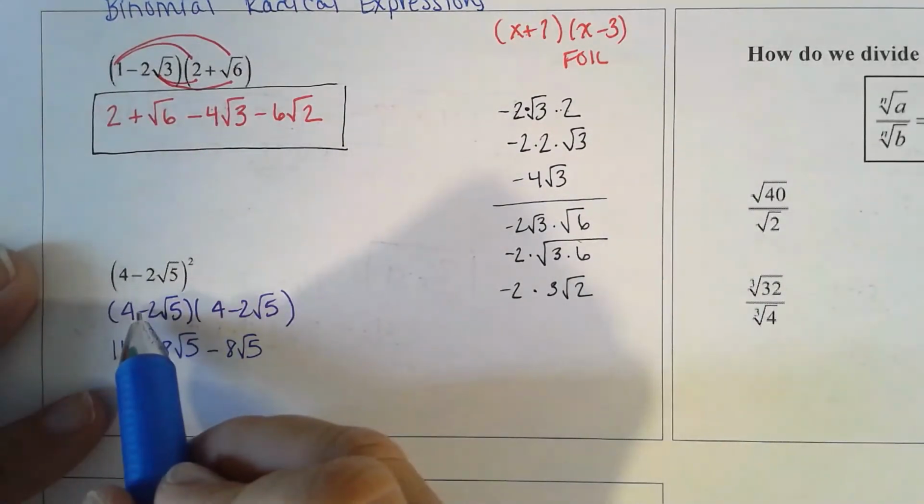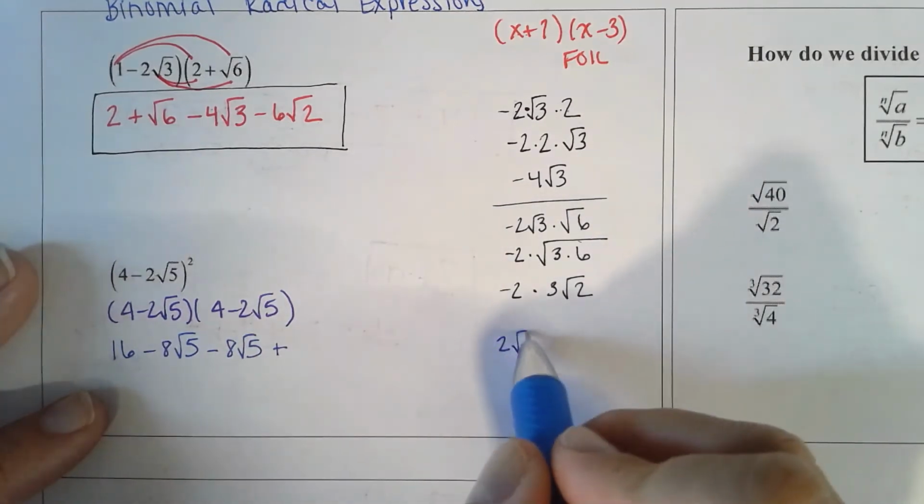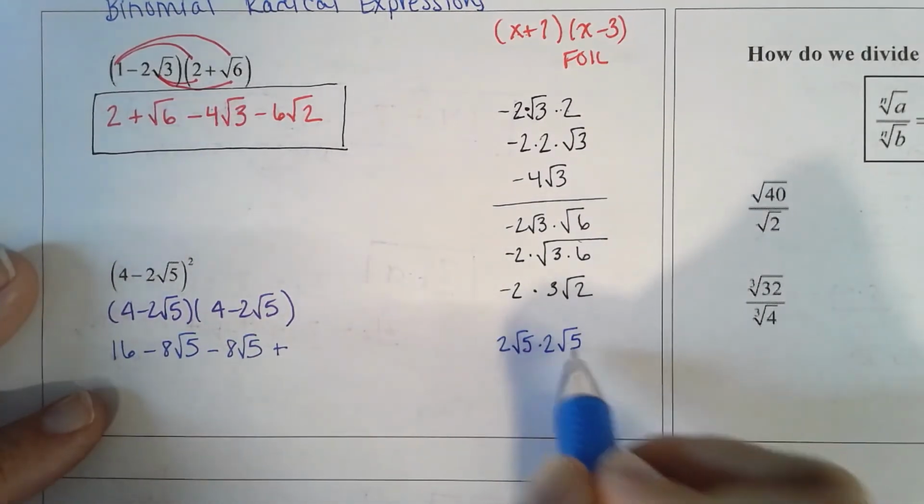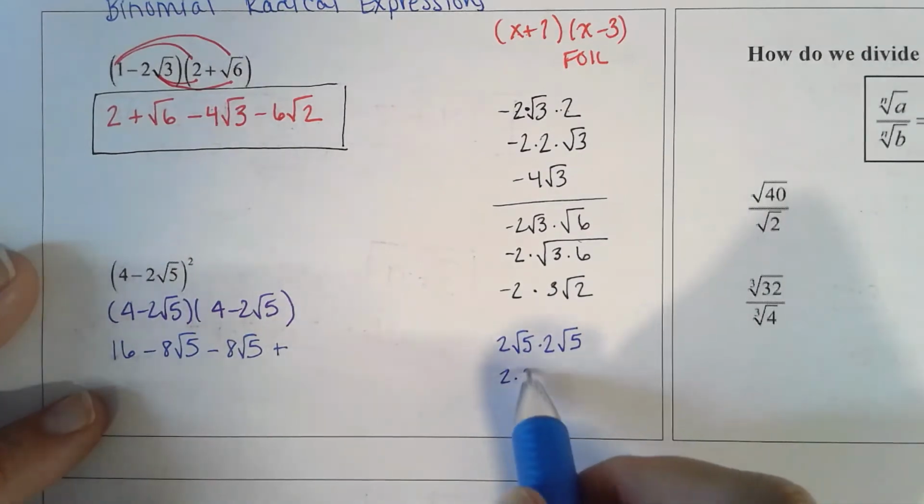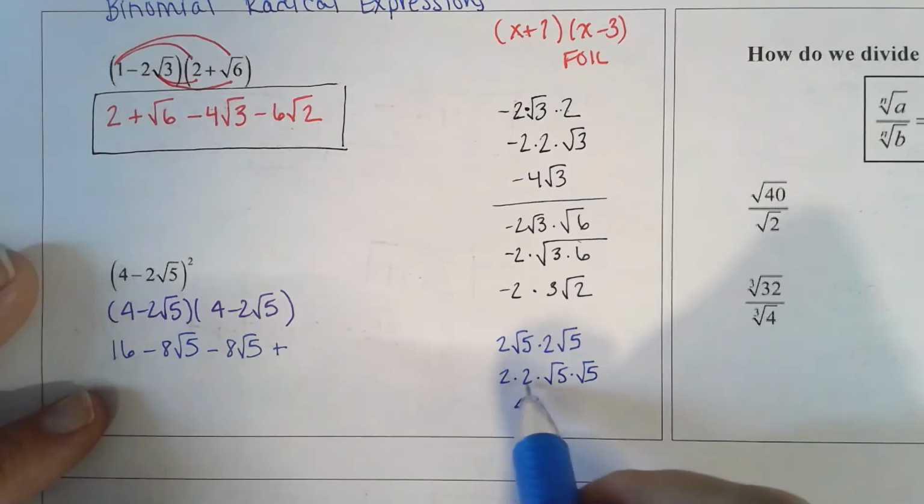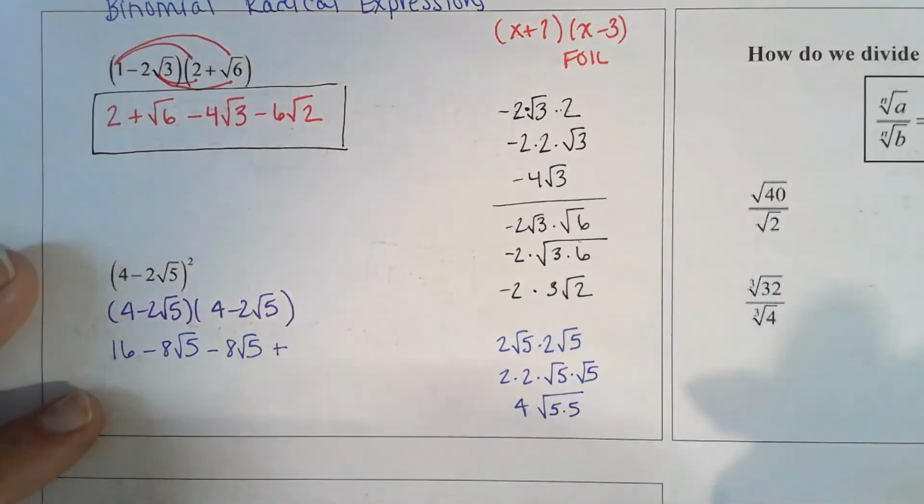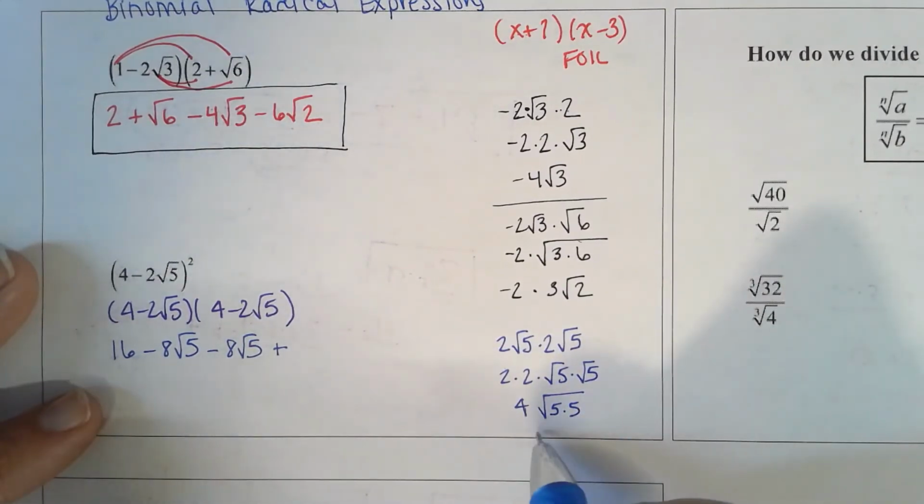And then we go to the end. A negative times a negative is a positive. And I want to do 2 radical 5 times 2 radical 5. Again, we can multiply in whatever order we want. So I have a 4. And then radical 5 times radical 5 is, well, we put the multiplication inside and we get radical 25. It's just 5. So 4 times 5 is 20.